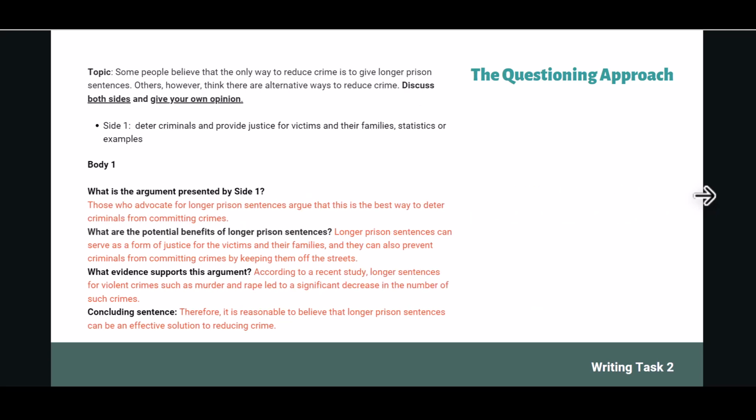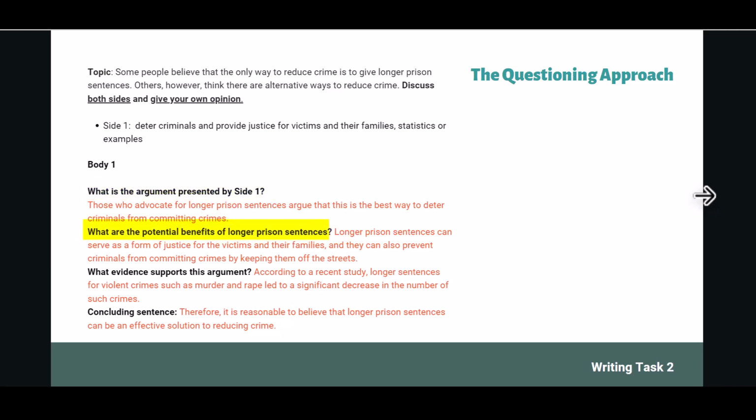When writing our first body paragraph, it's important to ask specific questions in order to effectively discuss side 1 of the topic. These questions include: what is the argument presented by side 1? In this case, those who advocate for longer prison sentences argue that this is the best way to deter criminals from committing crime.